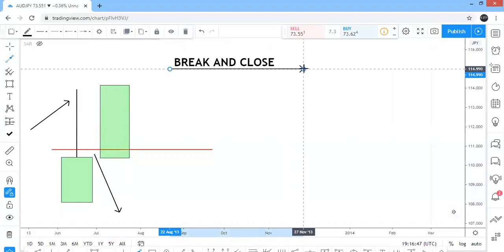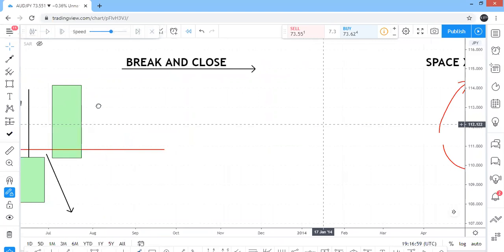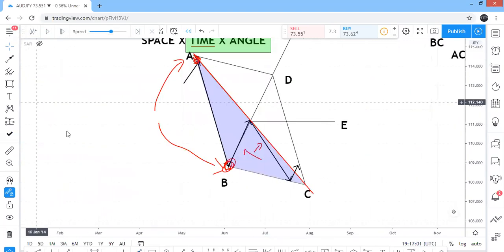Break over here in this academy means that it has gone beyond the structure and has successfully closed beyond that structure. Capiche? If you're good with that, type in a 111, and I'll go back to this example.